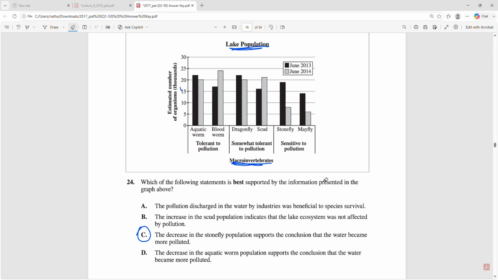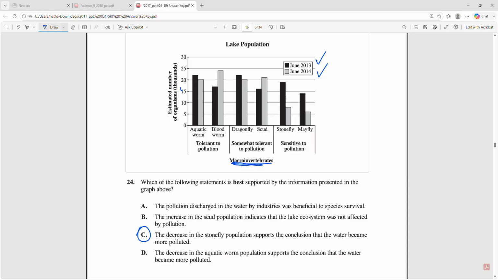Okay. So let's see here. We also see June of 2013 and June of 2014. So this is looking at 2 different years. It asks us, which of the following statements is best supported by the information presented in the graph above? And before I look at these different options, I like to just look at the graph and see what's happening.